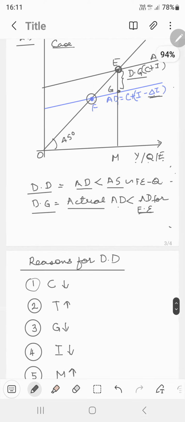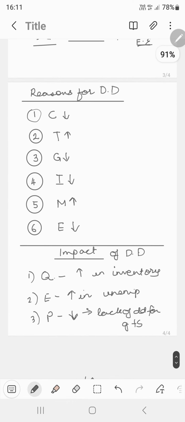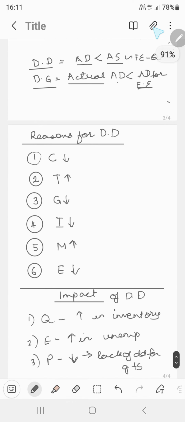Now, what are the reasons for deflationary gap? This is what we are going to study. The reasons for deflationary gap or deficient demand are, first, decrease in propensity to consume. Second, increase in taxes. Third, decrease in government expenditure. Fourth, fall in investment expenditure. Fifth, increase in imports. And sixth, fall in exports.